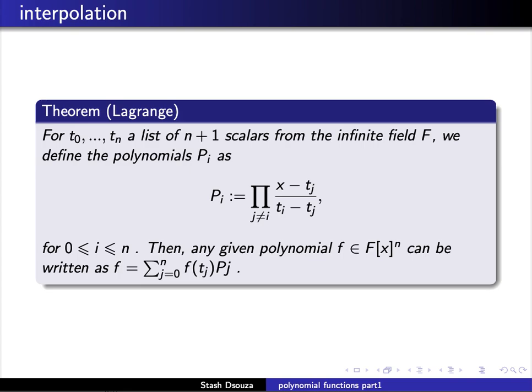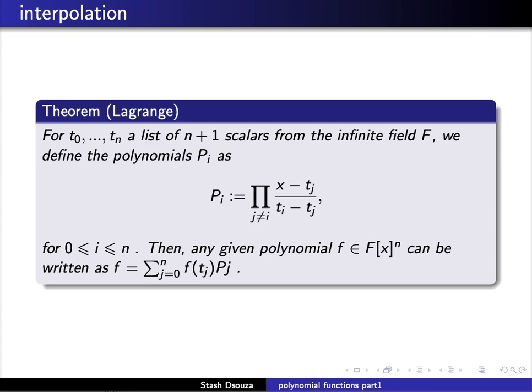We now have this theorem by Lagrange. If t0, t1, t2 all the way up to tn is a list of n plus 1 scalars from the infinite field F, we define the polynomials Pi as the Lagrange polynomials by the product over j not equal to i of (x minus tj) divided by (ti minus tj), and this runs for indices i between 0 and n.